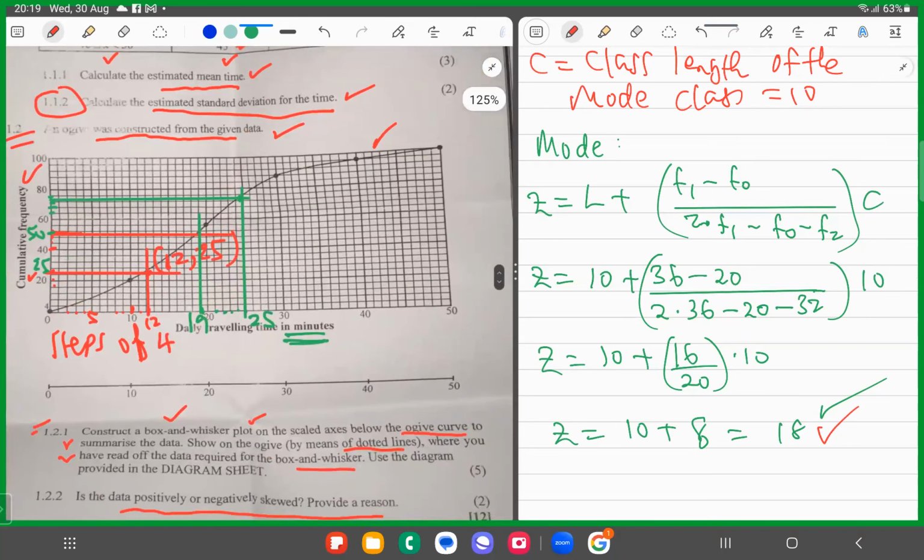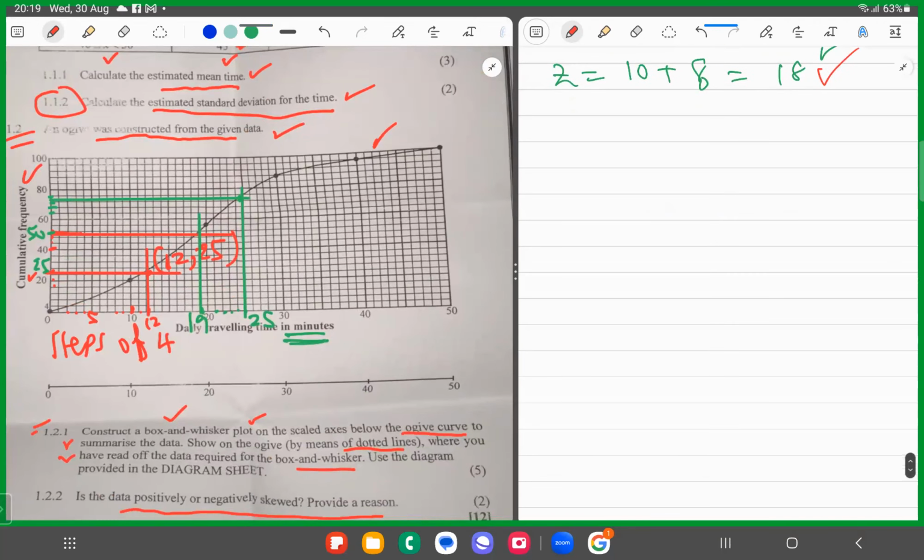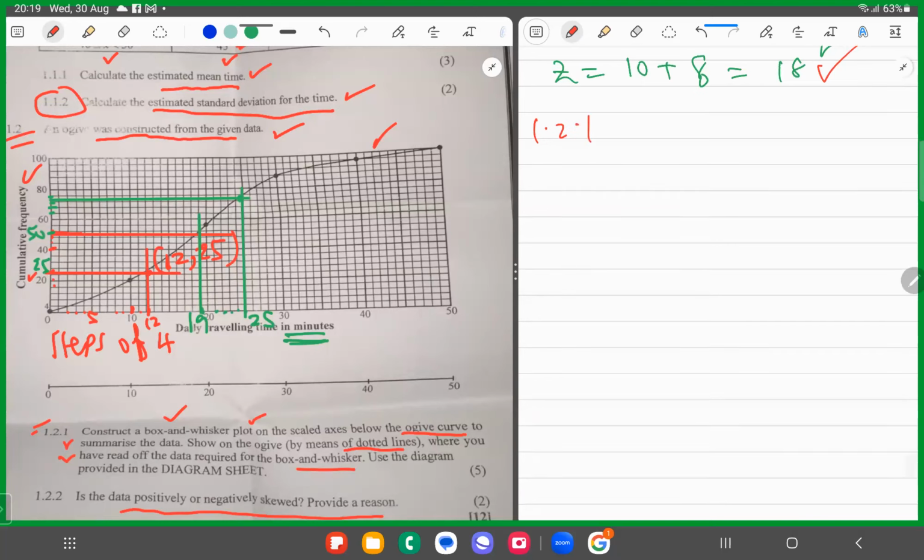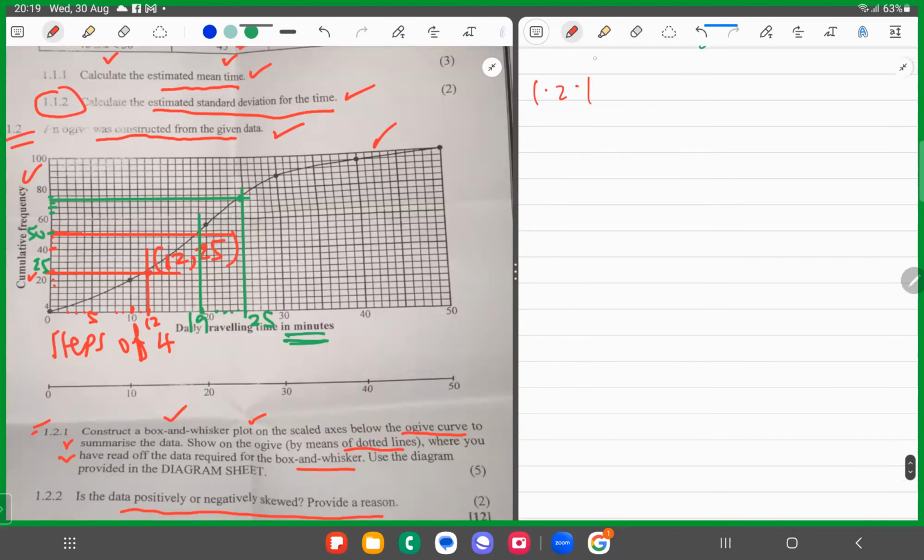Right, so we are going on. Okay, I digressed much, so please forgive me for digressing and looking at other things. But I want us to now answer this question: construct a box and whisker plot. So we're going to look at the actual answer to 1.2.1, where we say when you answer it, you need the 5-number summary.